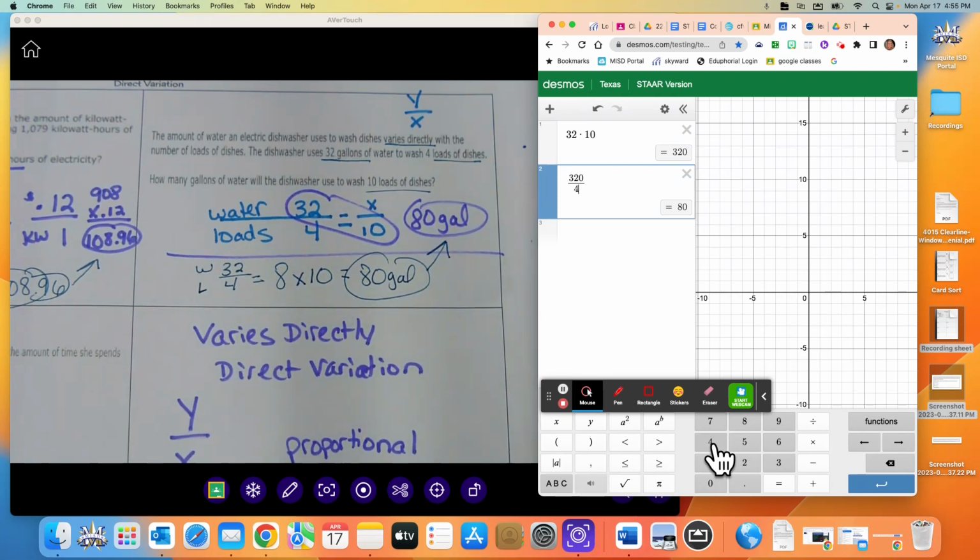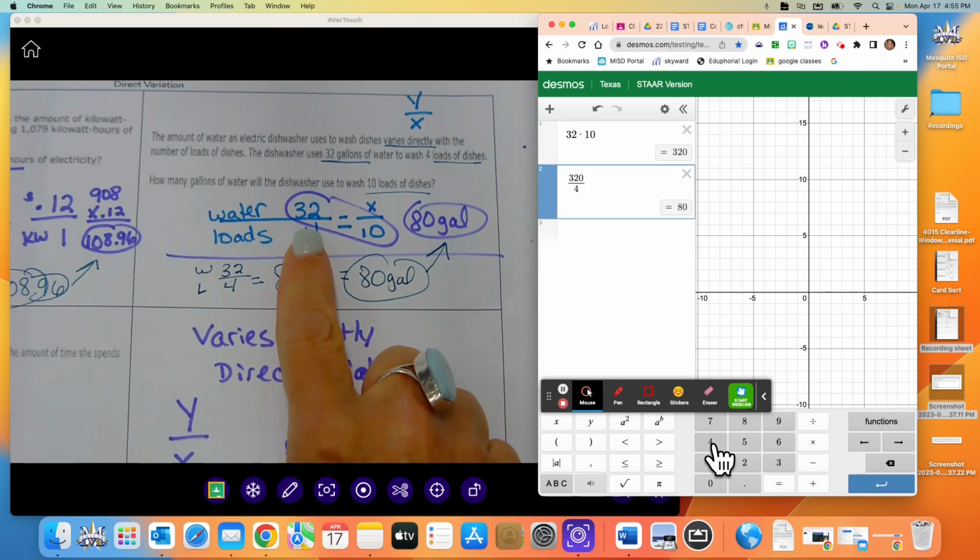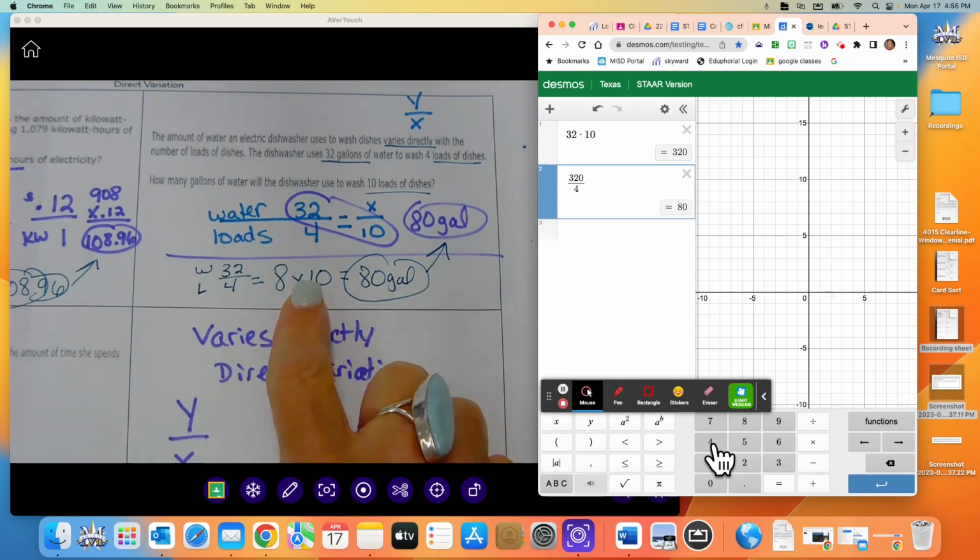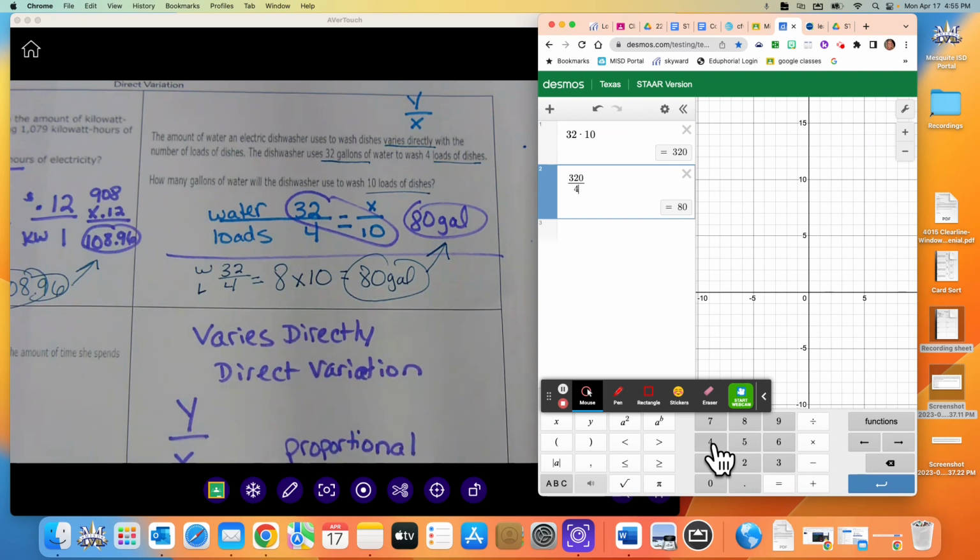So guys, we don't care which way you do it, whether you do it as a proportion or you do it this way. Okay, and it won't hurt to do it both ways, just to make sure that you get the same answer. Okay, we're going to do one more example.